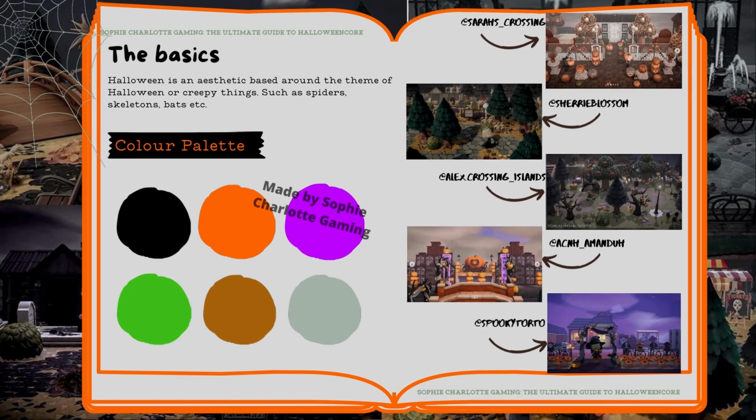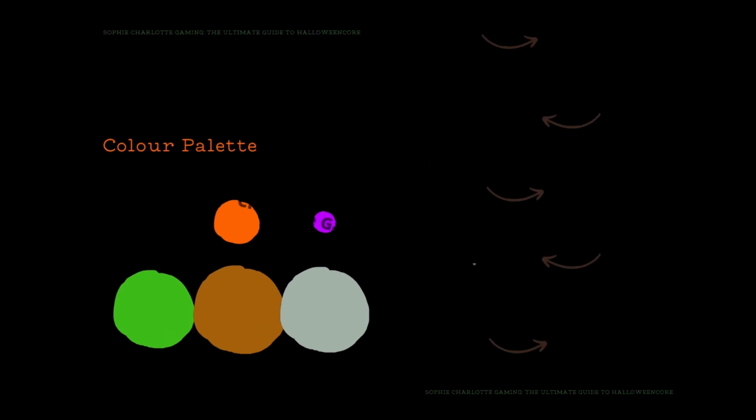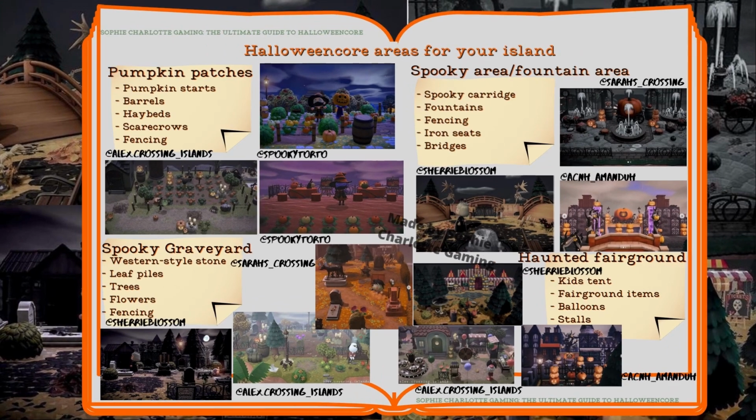They definitely deserve it. Now we're going to get straight into Halloweencore areas for your island. So the 4 key areas that I've included in this video are pumpkin patches, spooky graveyards, haunted fairgrounds and spooky areas / fountain areas. Now I have chucked a couple more in there as we go along, you'll find them out, but they're the key 4 areas. So let's get started with the pumpkin patches.